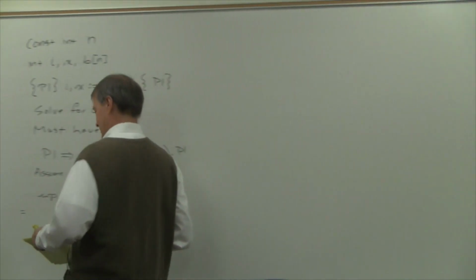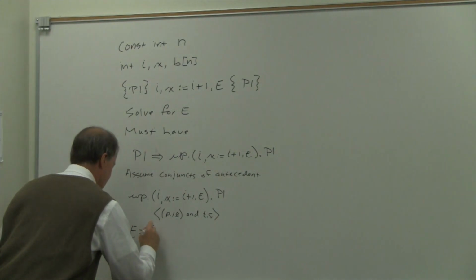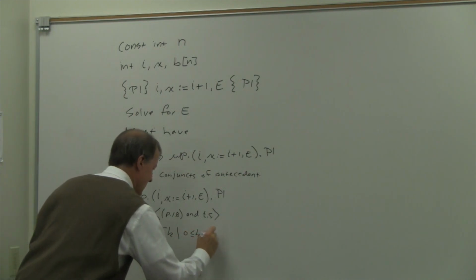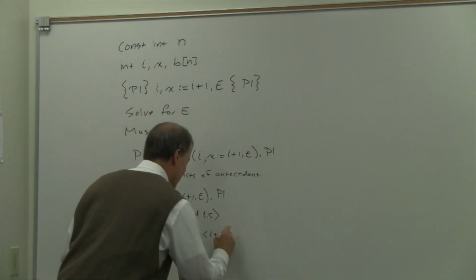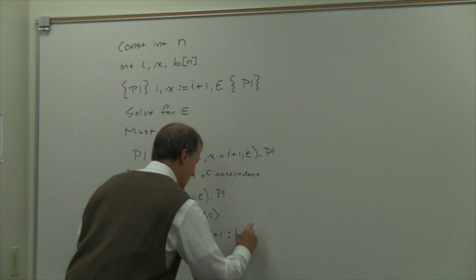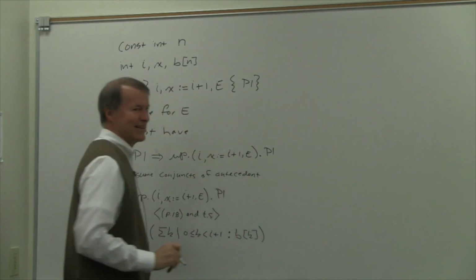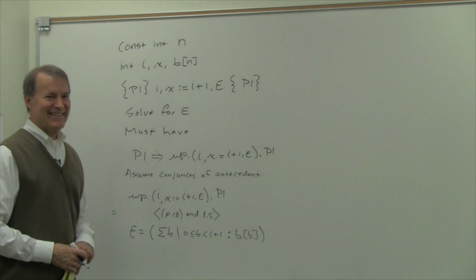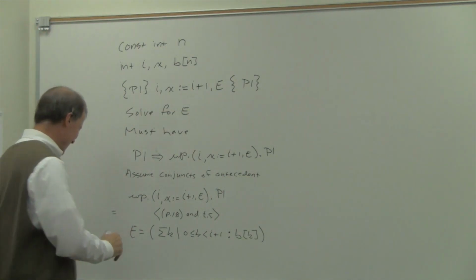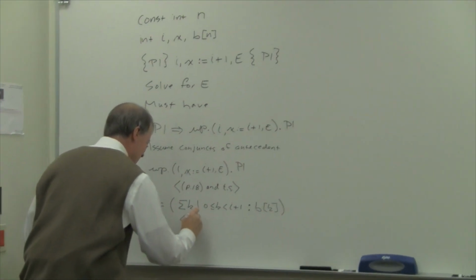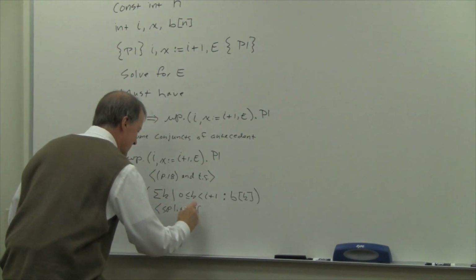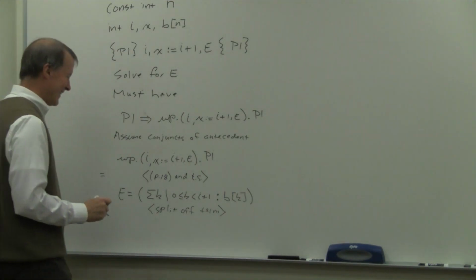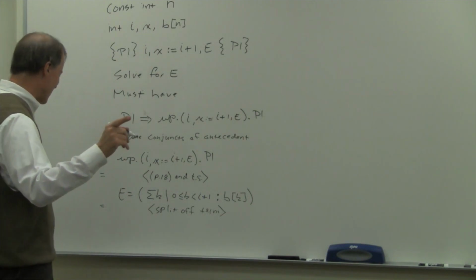So this is going to be E equals, now we're going to have to write it out. Sum on k, 0 less than or equal to k, less than I plus 1, body B sub k. And now you guys saw it: split off term. We just say split off term, S-O-T. I'm sure I'll see S-O-T.